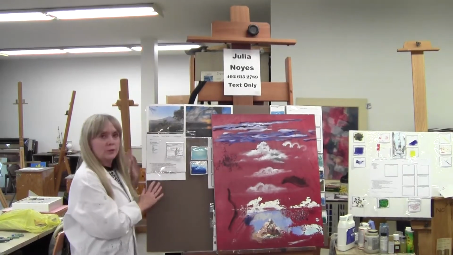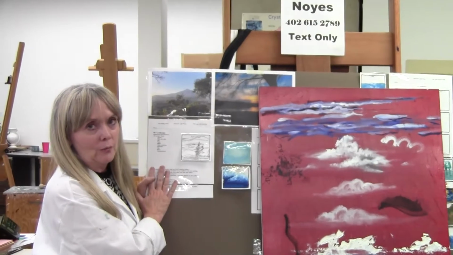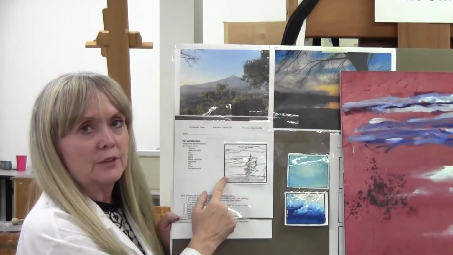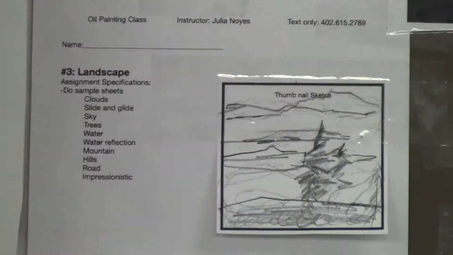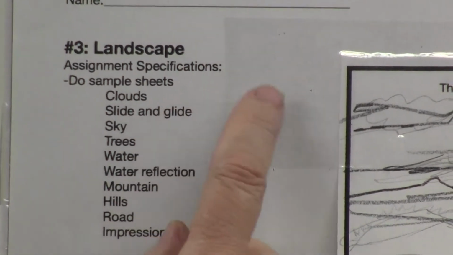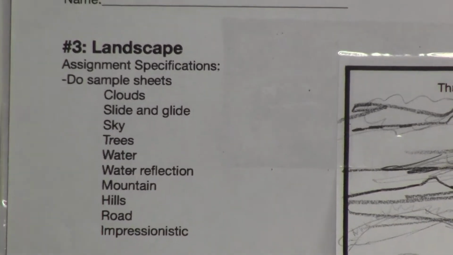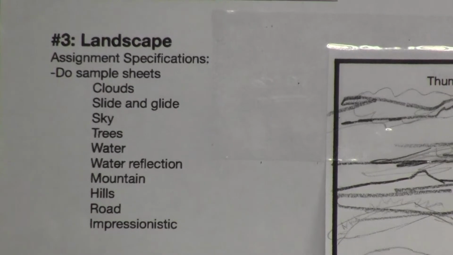So today we're going to be doing landscape, so I want to introduce our landscape theme and some of the techniques. So as always, you're going to do your thumbnail sketch, and these are the techniques that you need to incorporate into your landscape. So we're going to do clouds, glide and slide, sky, trees, water, water reflection, mountain, hills, road, and something that's impressionistic.